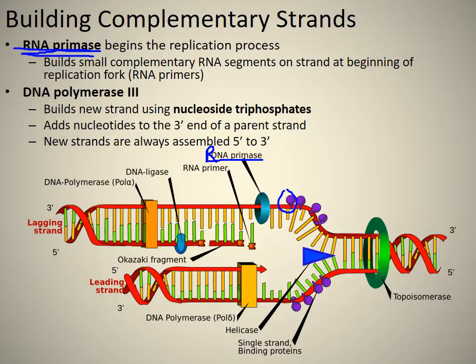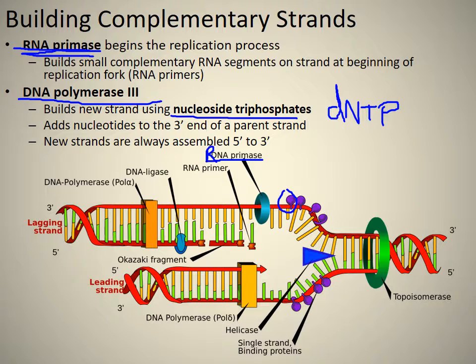It kind of reminds me of priming a pump, like a water pump, where you fill that pump up with water. So what we have to do is start this whole process with a primer. Once the primer is added to the strand, DNA polymerase 3 will then attach to the primer and start building the new complementary strand. The molecules that are used here are nucleoside triphosphates, better known as dNTPs.